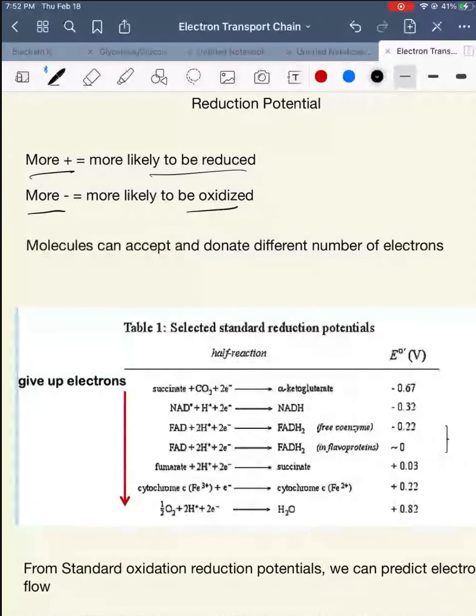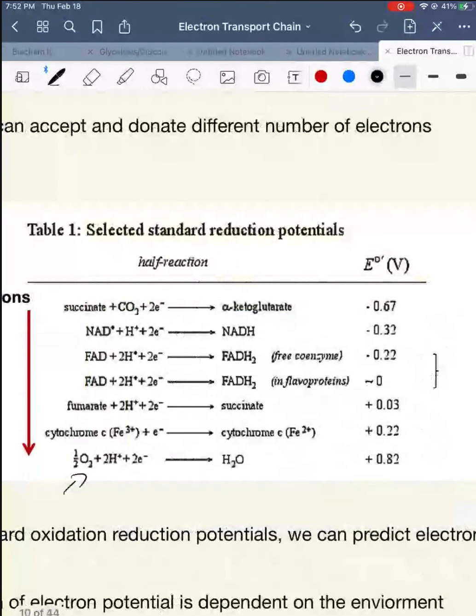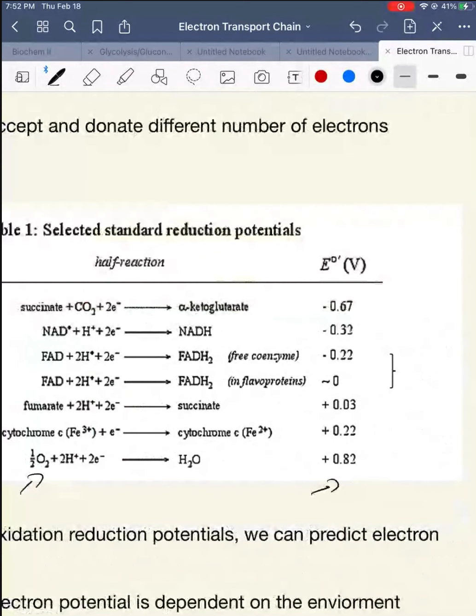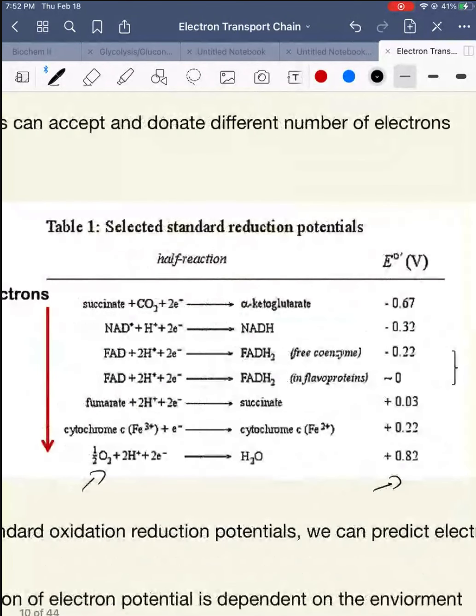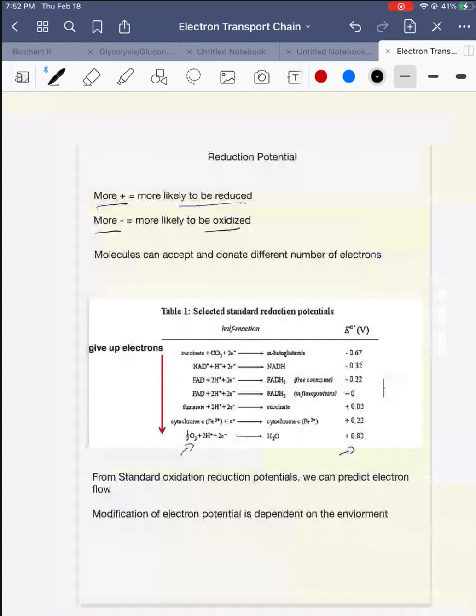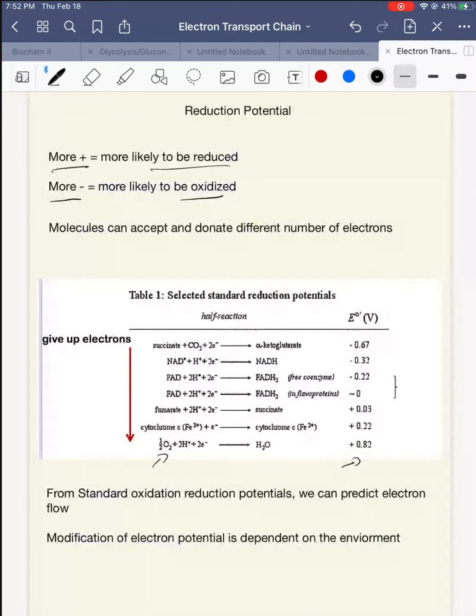Here we have a couple of different things, I think from the book, in the reduction potential table. We see oxygen here has the highest reduction potential out of everything in the electron transport chain. That means it's the most likely thing to be reduced. That's why it's the last electron carrier. The electron transport chain just transfers electrons from things with low redox potential to eventually oxygen, which has the highest reduction potential. And this allows us, without the use of any energy, to transfer the electrons all the way from NADH or FADH2 to oxygen.